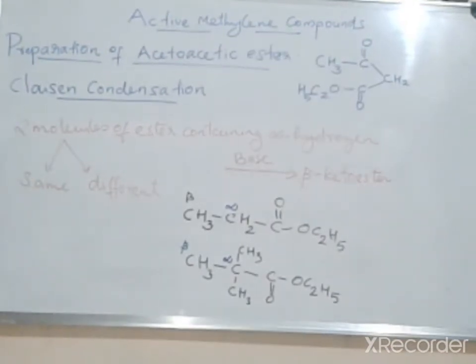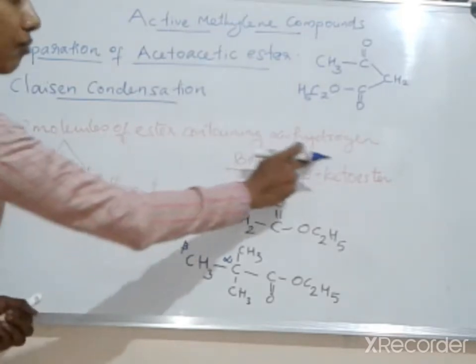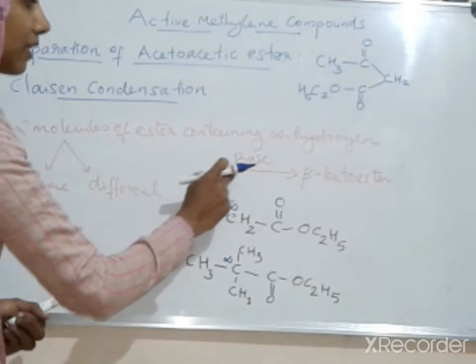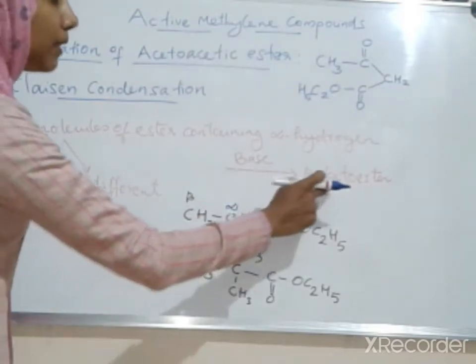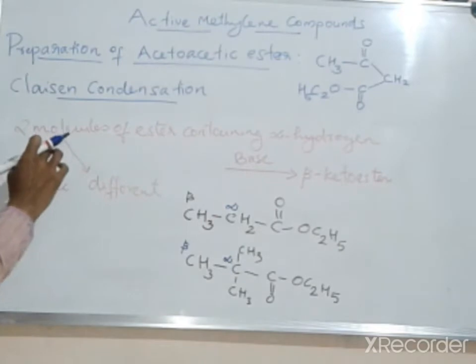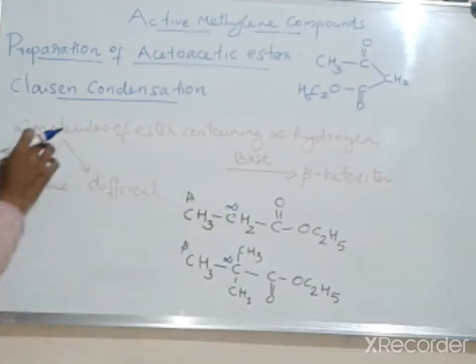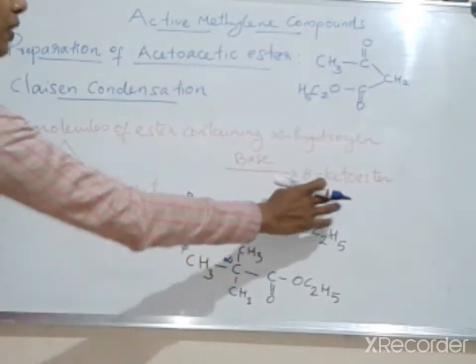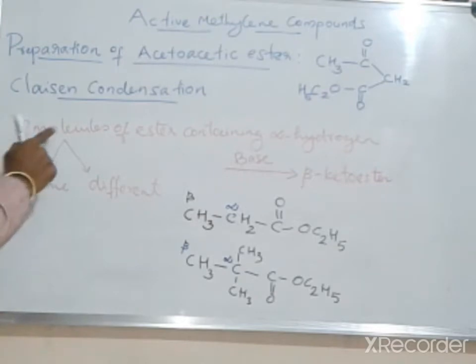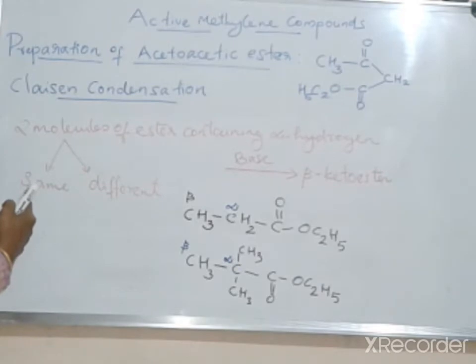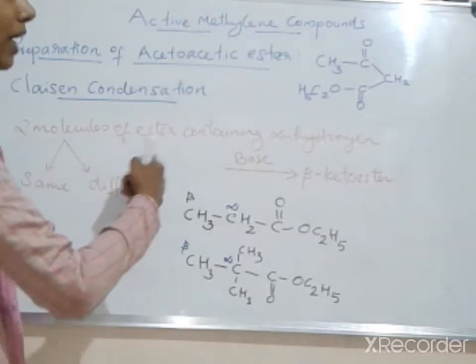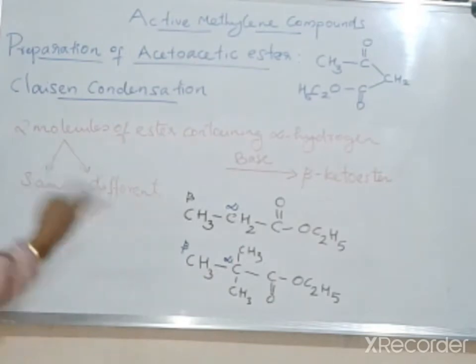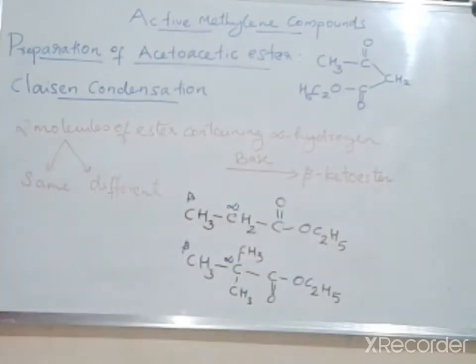Claisen condensation is a type of reaction in which two molecules of ester containing alpha hydrogen react in the presence of a base to give a beta ketoester. That is, the base catalyzed condensation of two molecules of ester containing alpha hydrogen gives the beta ketoester. The two molecules of ester may be the same or different. Two same molecules of ester react to give the beta ketoester, or two different molecules of ester react to give the beta ketoester.